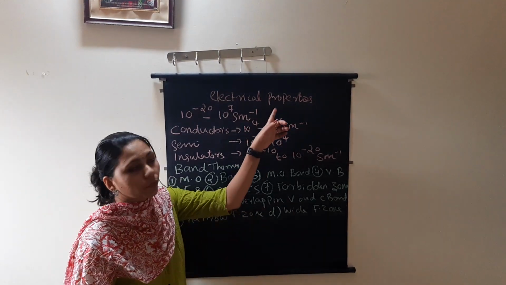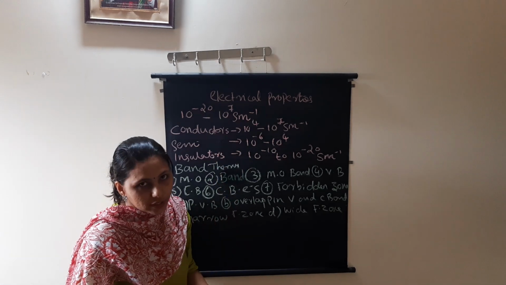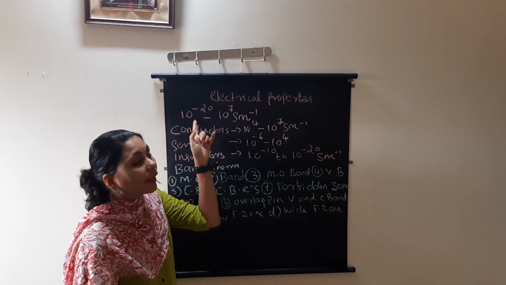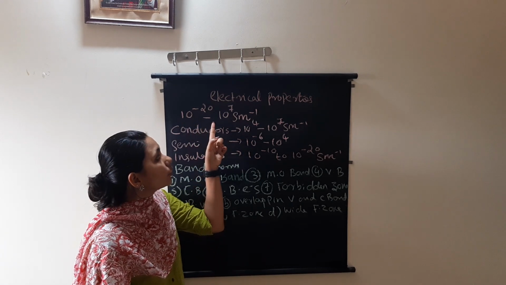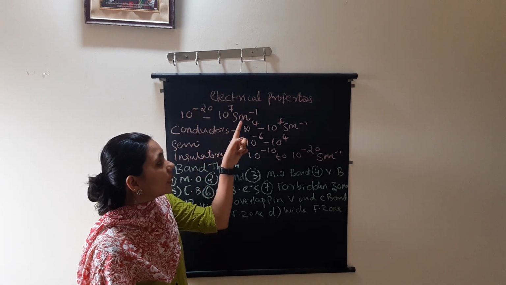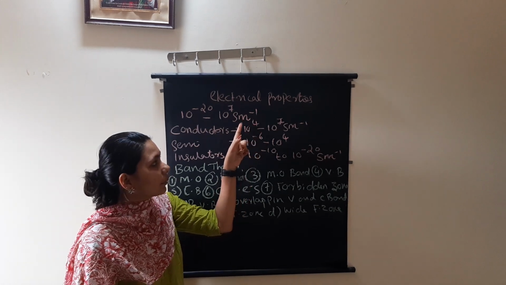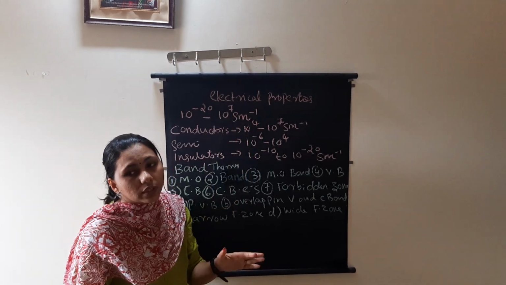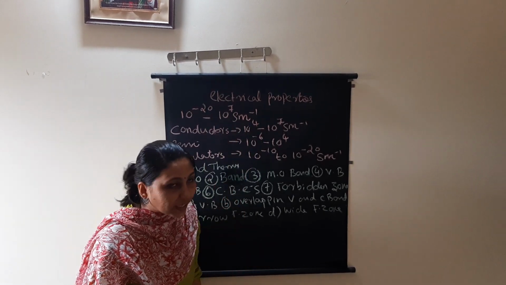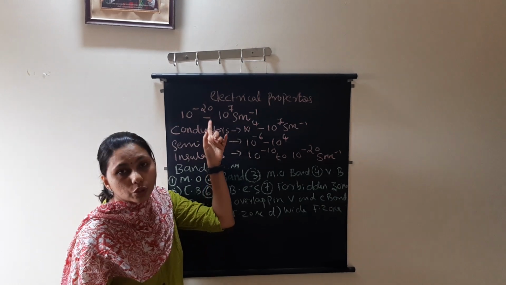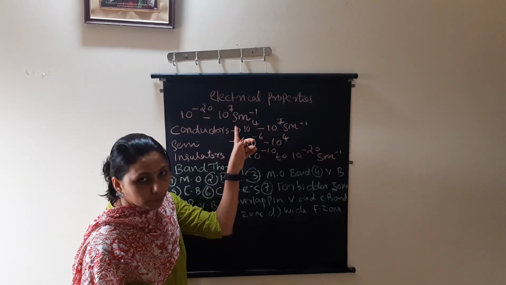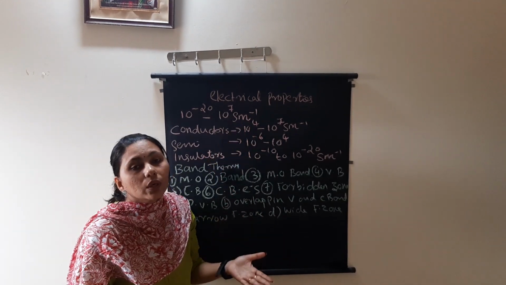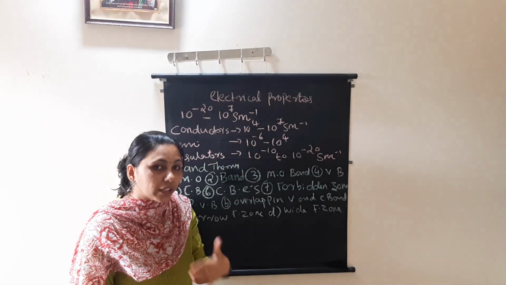Electrical properties of solids. Most of the solids have a conductivity range between 10 raised to minus 20 to 10 raised to 7 Siemens meter inverse. We know Siemens meter inverse is the unit of conductivity. Based on this conductivity, the solid substances are classified into three.